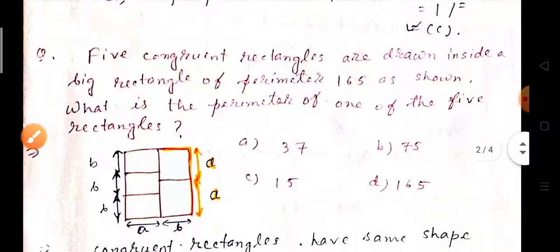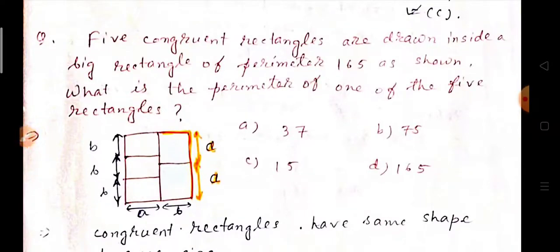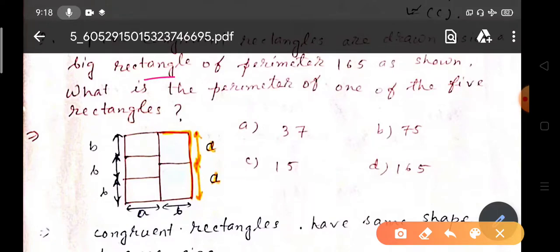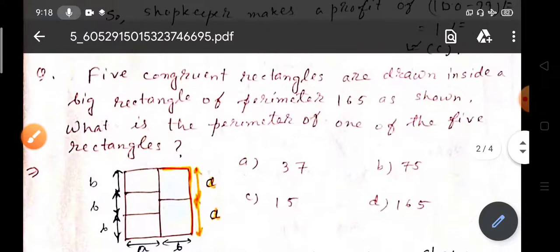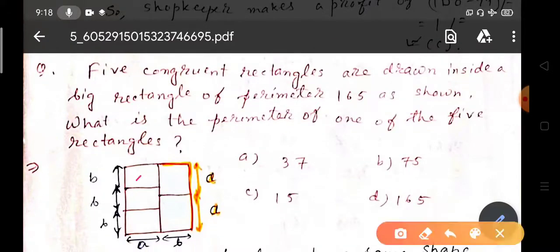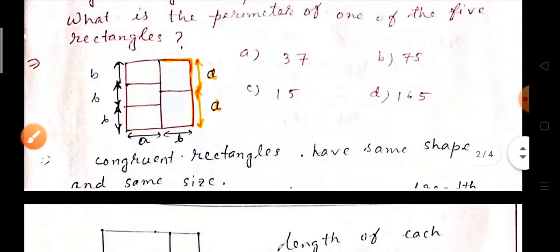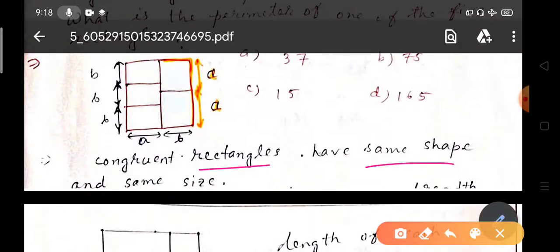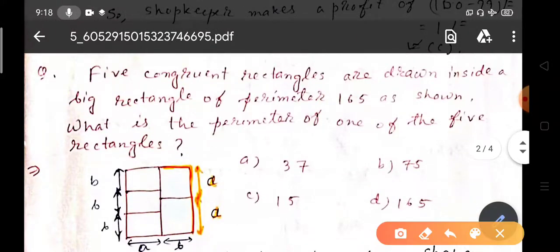The next question: five congruent rectangles are drawn inside a big rectangle of perimeter 165 as shown. What is the perimeter of one of the five rectangles? So you are given that there are a total of five congruent rectangles, 1, 2, 3, 4, 5. So what is a congruent rectangle? Congruent rectangles have the same shape and same size. Okay, and you have to find the perimeter of one of these five rectangles.